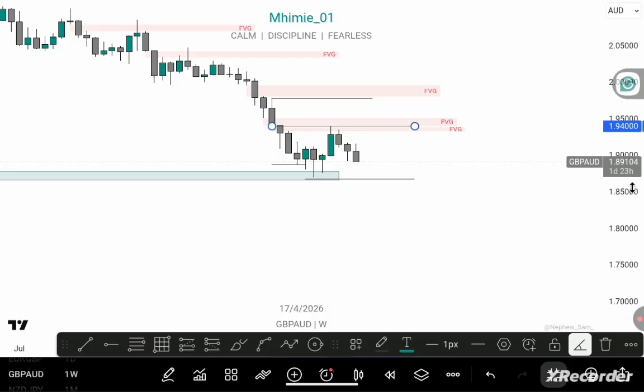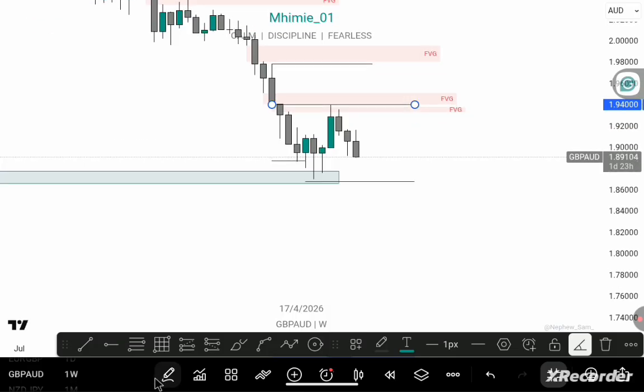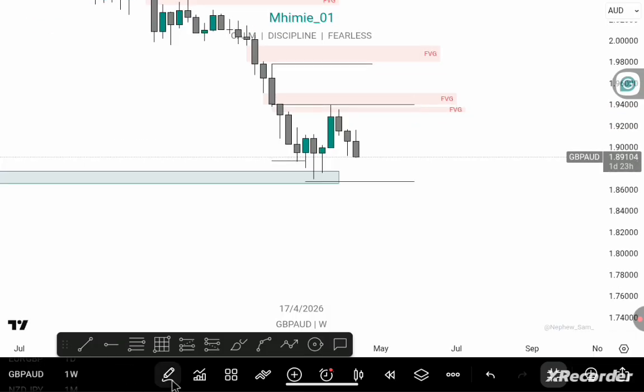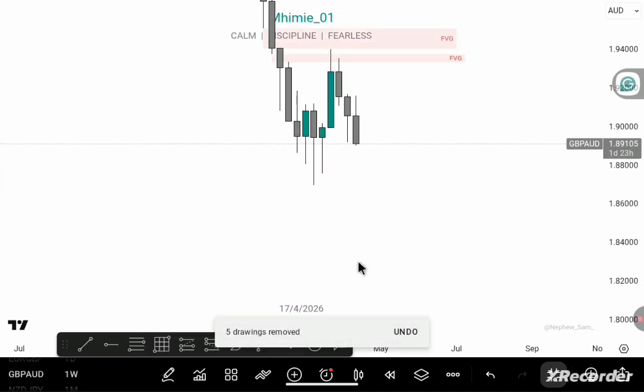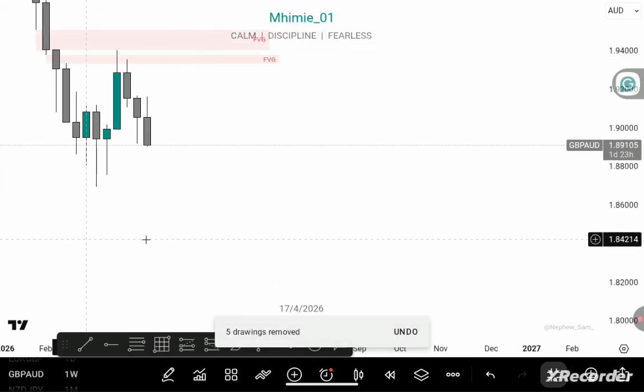Now I want to see what the weekly time frame is saying, so I'll just go ahead and clear my screen just to make everything look neat. So, clear my screen. I already know what the monthly time frame has to say.